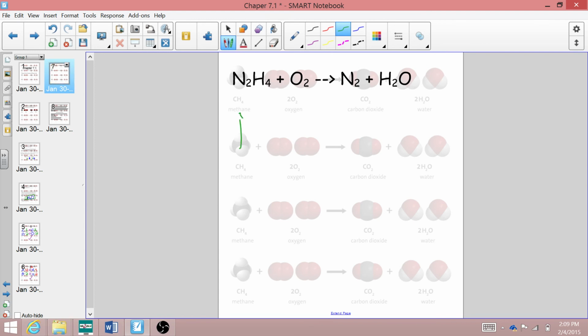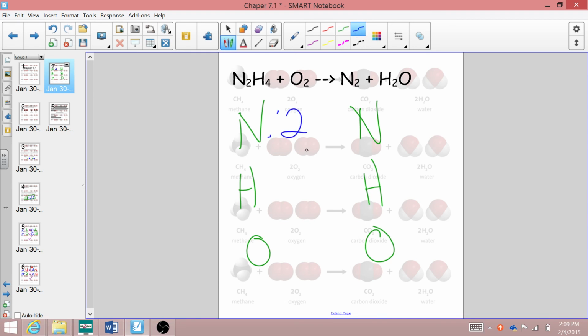I'm going to go ahead and balance this out for you so you can see how this works. First thing is we need to write down all of the elements on each side of the equation. So we have nitrogen, we have hydrogen, and we have oxygen. And then we need to count how many of each we have. So we have 2 nitrogens, 4 hydrogens, and 2 oxygens on the reactant side. We have 2 nitrogens, 2 hydrogens, and 1 oxygen on the product side.